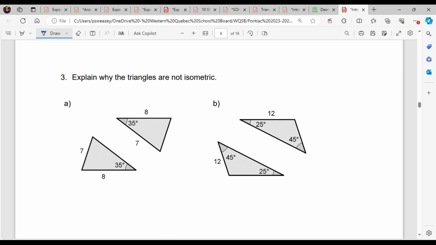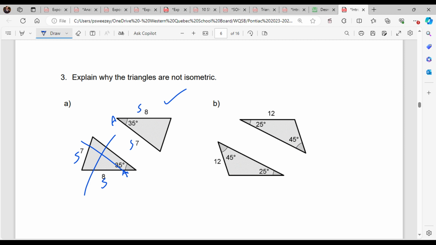Explain why the triangles are not isometric in this case. So for these here, explain why they are not isometric. Well, here's what's funny about it. This one is in order. I got a side length, I got an angle, I got a side length. This one's good to go. Hey, look, all the numbers are the same, 7, 8, and 35. But angle, side length, not in order, and as such, can't be used.